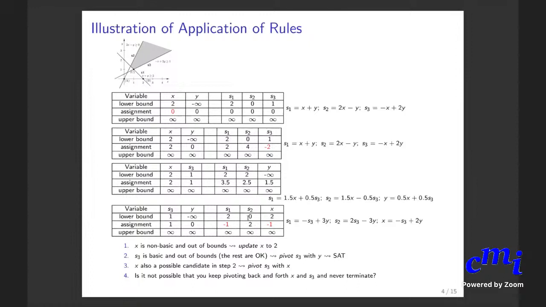So the whole purpose of this slide is to introduce this tabular notation. Any questions about the tabular notation?